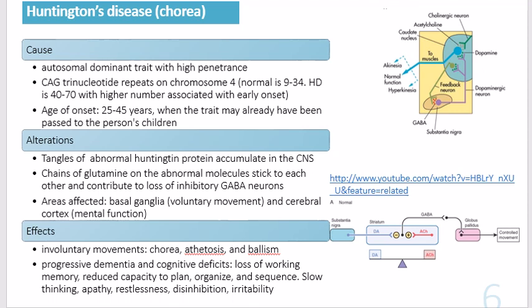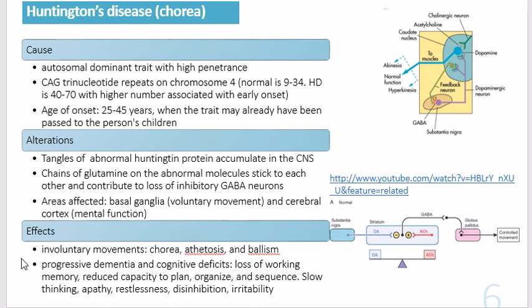And specifically, what ends up causing the loss of these inhibitory GABA-producing neurons is that chains of glutamine are going to end up sticking to each other. These chains are found on this abnormal Huntington protein. They end up sticking to each other, and over time with accumulation they end up contributing to the loss or death of these neurons.